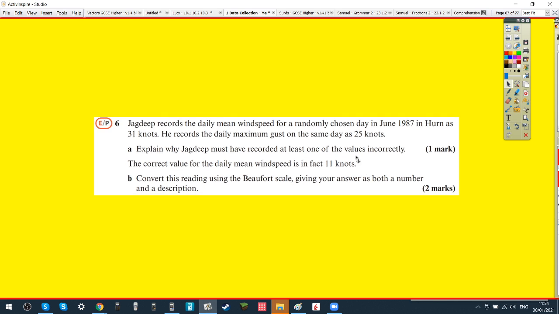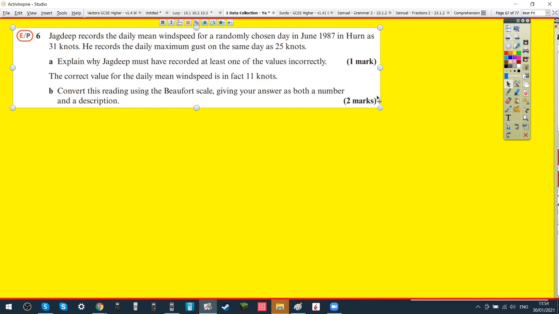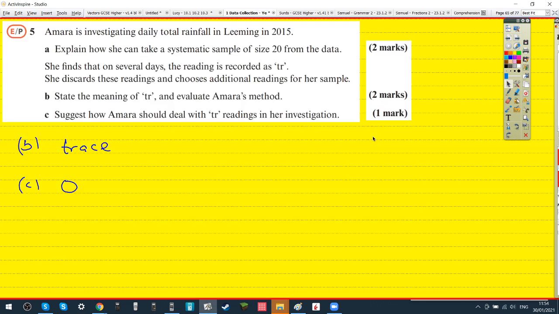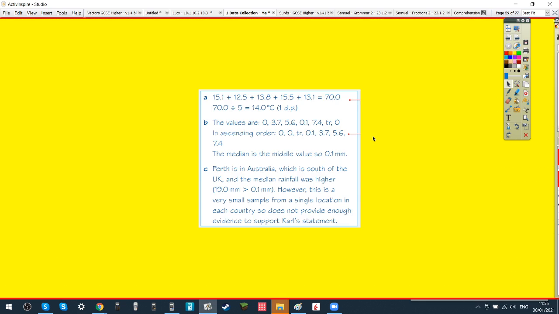Okay. Let's see. Jagdeep. He did an average and got 31 knots and 25 knots. Explain why he must have done something wrong.